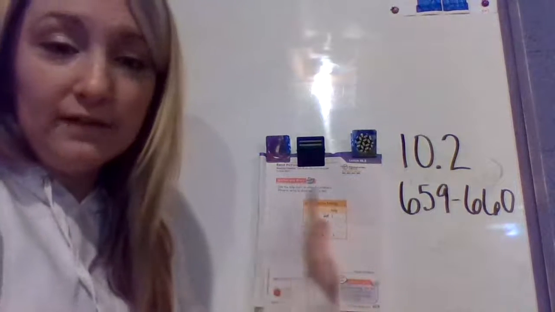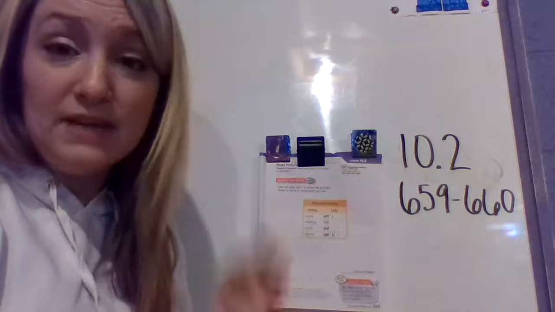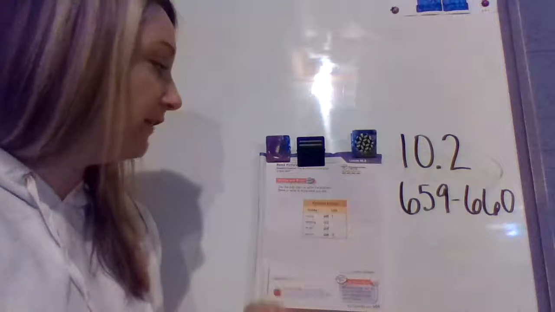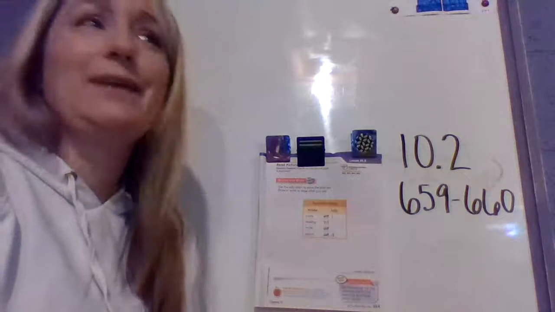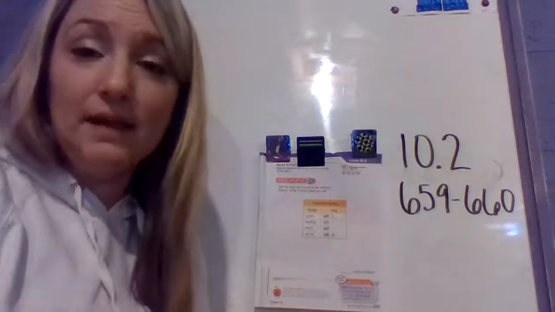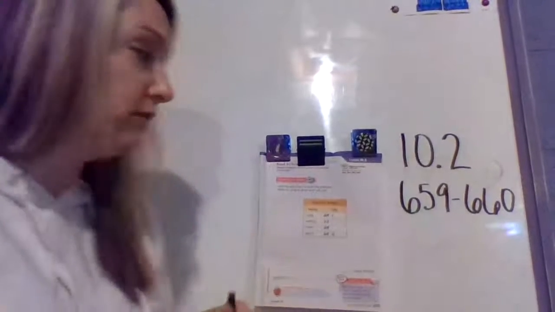Anytime you have a chart, you should always read the chart. Read the title, read the categories, read how many, so that you are able to answer the questions correctly. So this chart says favorite hobbies. You might be saying, what is a hobby? A hobby is something you like to do. It might be making slime, it might be playing Legos, it might be playing sports. That's a hobby, things that you like to do.